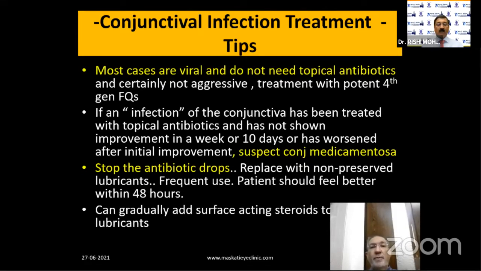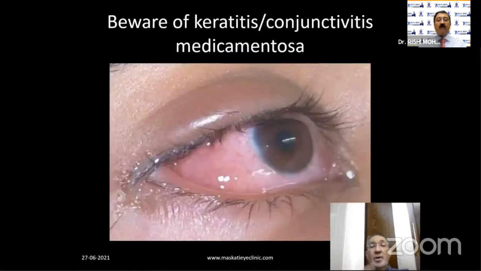If it is not improved, it is not a bacterial conjunctivitis. If it is worsened after initial improvement, suspect conjunctivitis medicamentosa. Immediately stop the antibiotic drops. No tapering, and replace with non-preserved lubricants, frequent use. The patient should feel better within 48 hours. If so, then you are dealing with medicamentosa and you can gradually add surface acting steroids to the lubricants. Next.